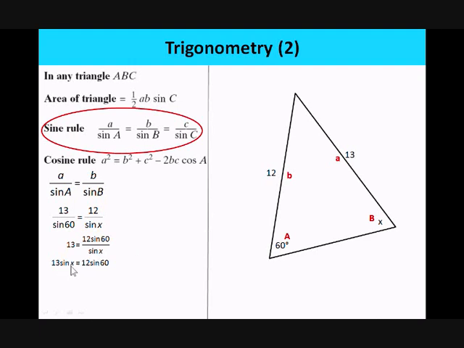Well, remember we're trying to get the x on its own, so the easiest thing to get rid of at the moment is the 13. So I'm going to divide both sides by 13 to get the sine x bit on its own. Now this is something we can work out on our calculators.